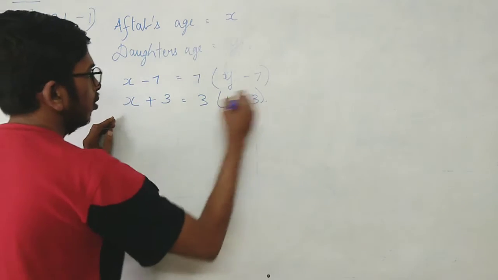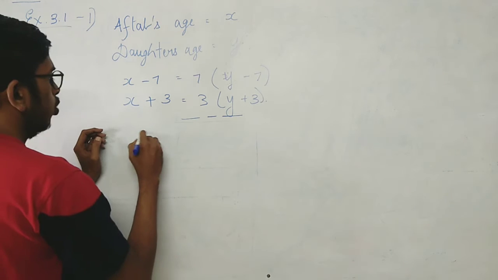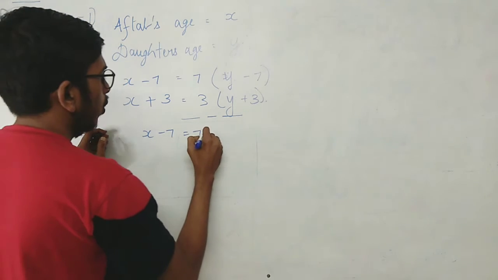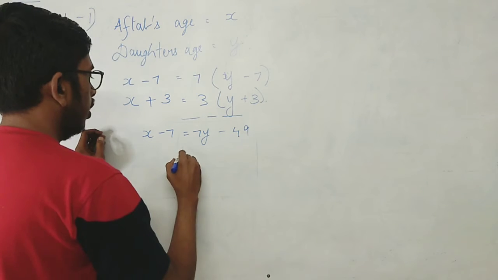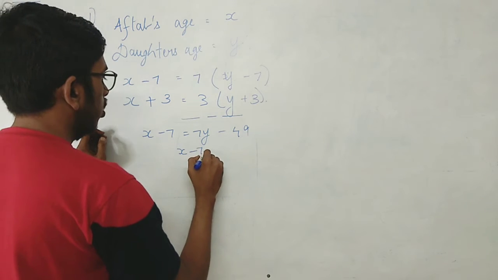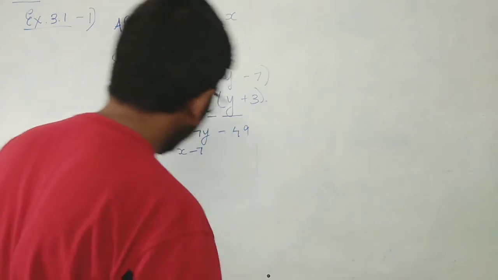So the first equation will become X minus 7 is equal to 7Y minus 49.